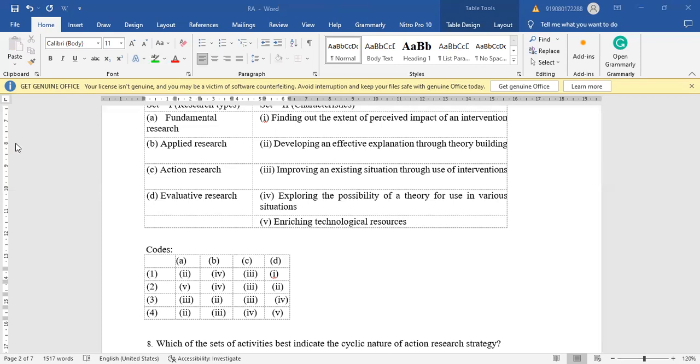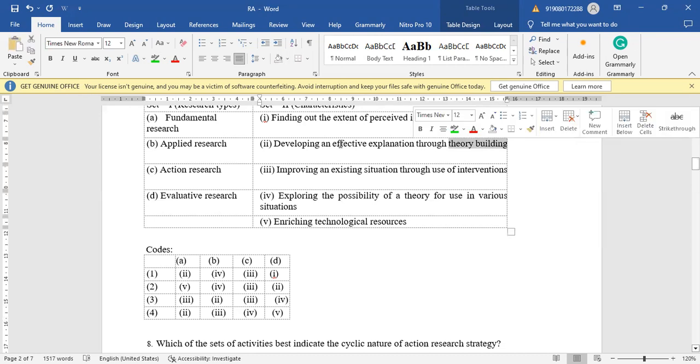Okay, let us check fundamental research. What do you mean by fundamental research? This is a direct question from the classroom. Basic research, pure research, fundamental research. What do you mean by that? Developing an effective explanation through theory building. Research done for increasing your knowledge, nothing else. Increasing your knowledge is equivalent to theory building, correct?